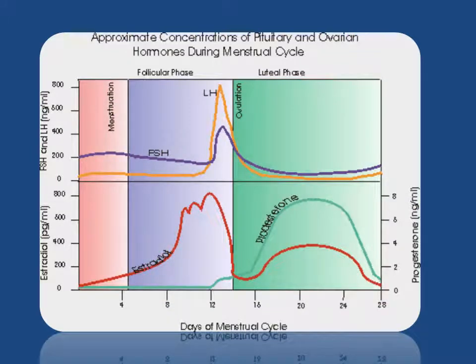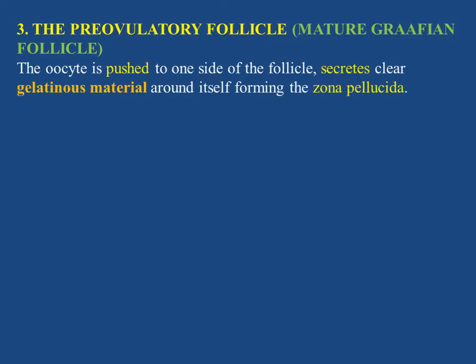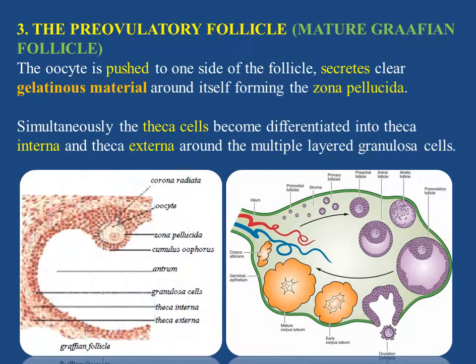This is the approximate concentration of pituitary and ovarian hormones during the normal menstrual cycle. The pre-ovulatory follicle is the mature Graafian follicle. The oocyte is pushed to one side of the follicle and secretes gelatinous material around itself, forming the zona pellucida. Simultaneously, the theca cell becomes differentiated into theca interna and theca externa around the multiple layered granulosa.